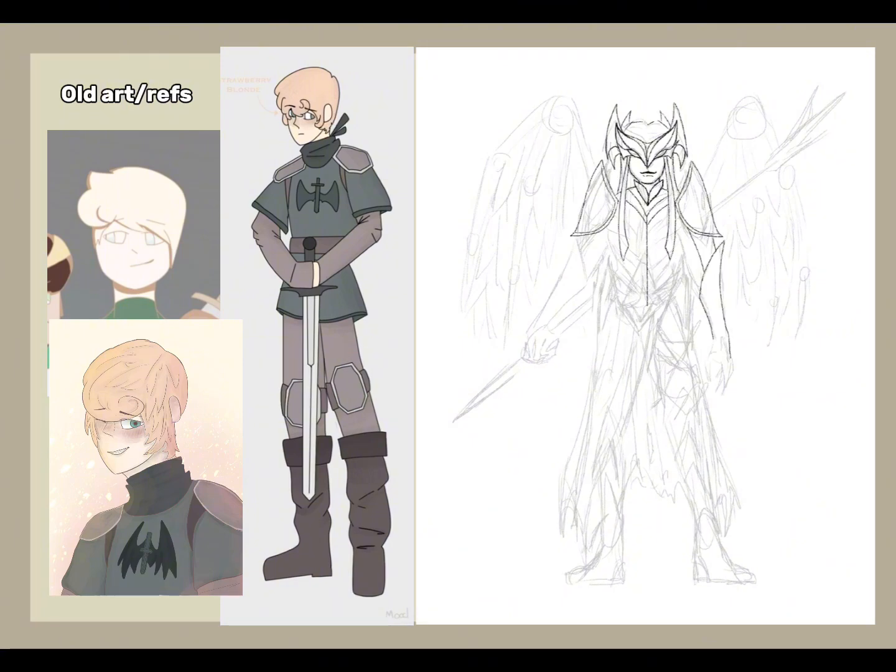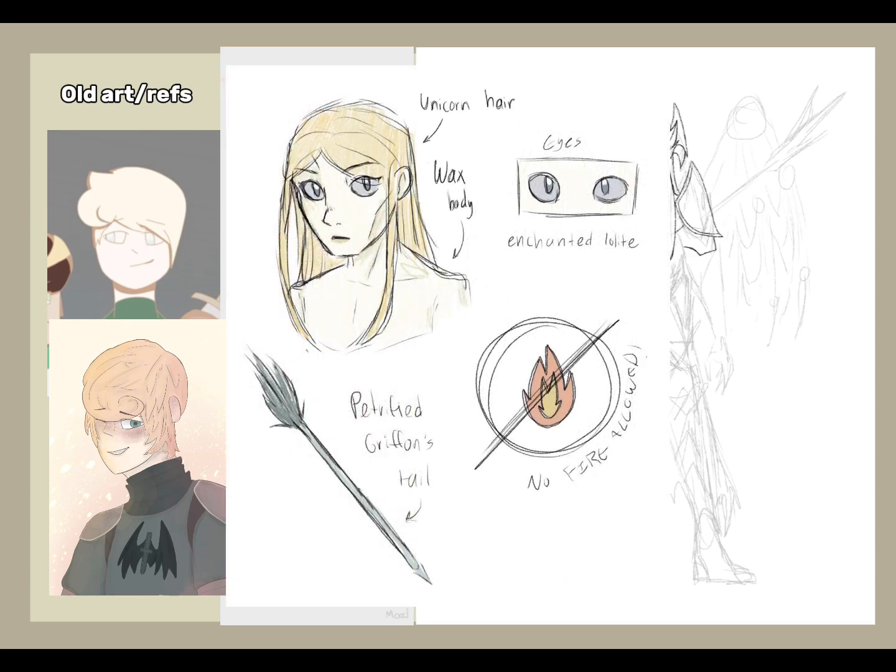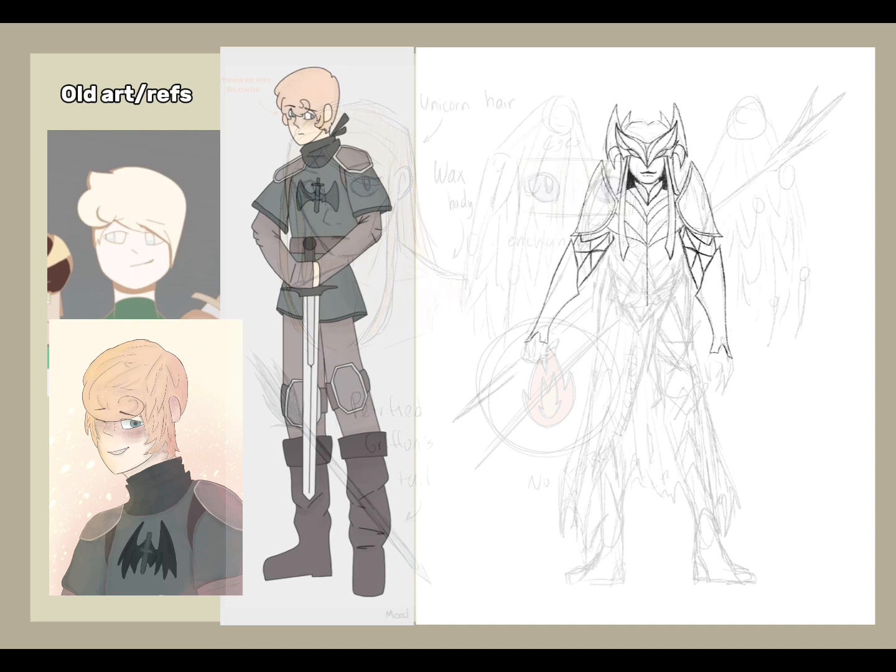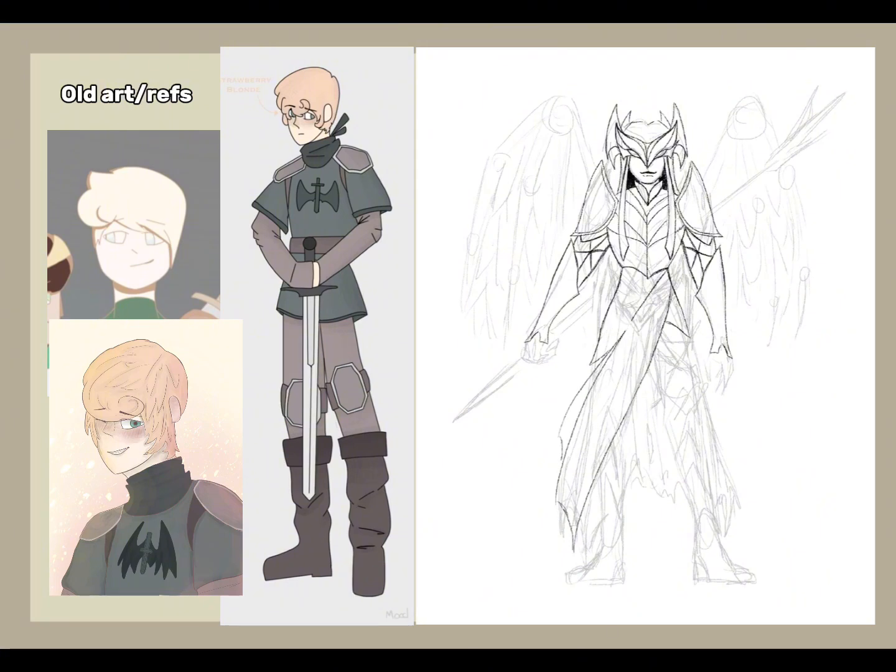Their body is sculpted completely of wax, their hair that of a unicorn's, and their eyes enchanted stones. Their wings and armor are made of only the finest gold ore, found within the depths of the Great Forge. The weapon they fight with is also a petrified griffin's tail. If you can't tell, I had a lot of fun thinking about this.